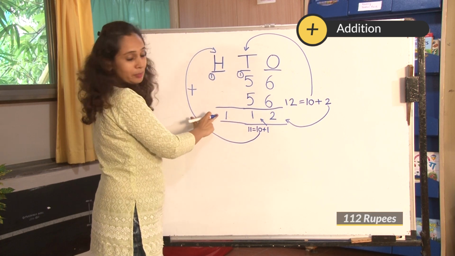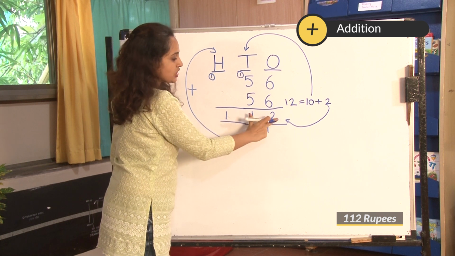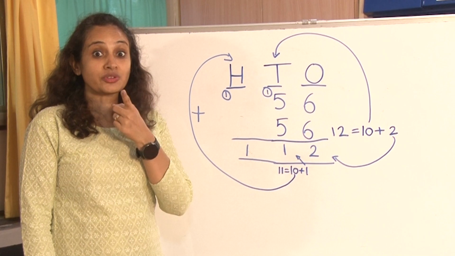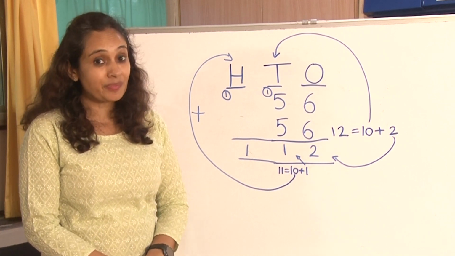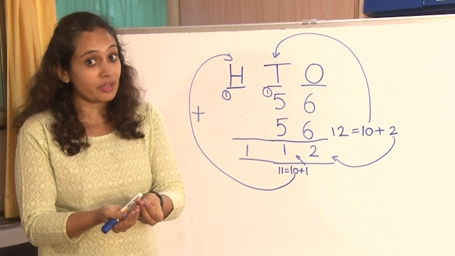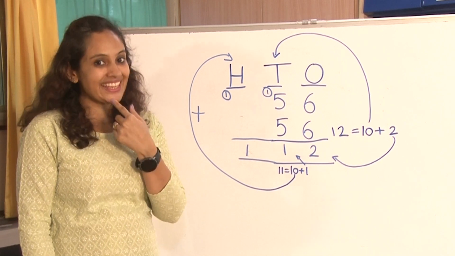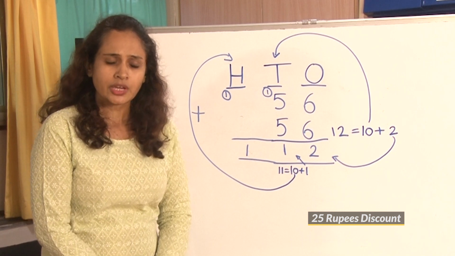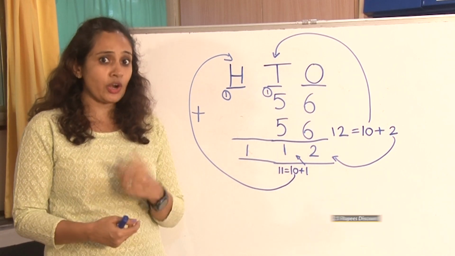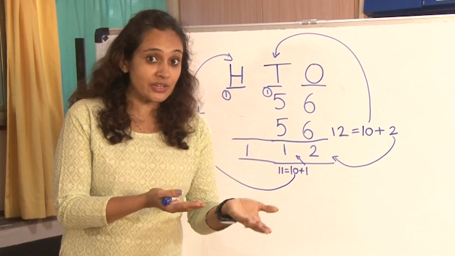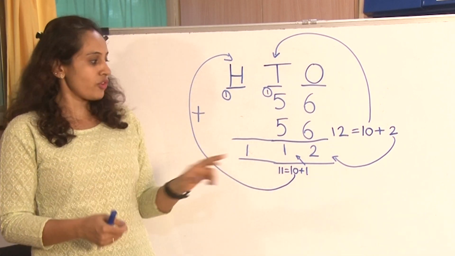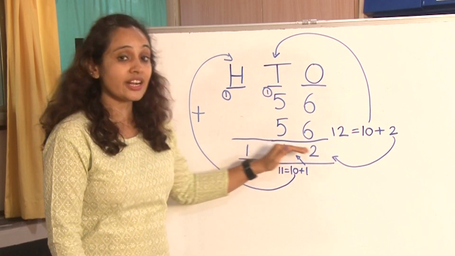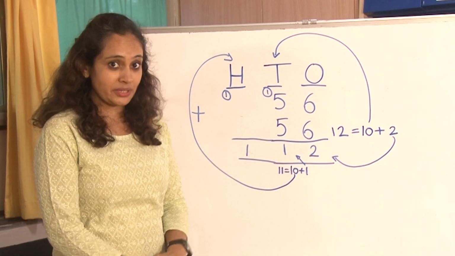So I need to pay 112 rupees in total to the shopkeeper. Oh, but you remember I told you something in the story? When I went to pay the shopkeeper, what did he tell me? Yes, that he is giving me a discount of 25 rupees. So tell me, when I have a discount, what do I do? Do I add 25 rupees or do I deduct it from 112? Yes, discount means I need to deduct it from 112 rupees.